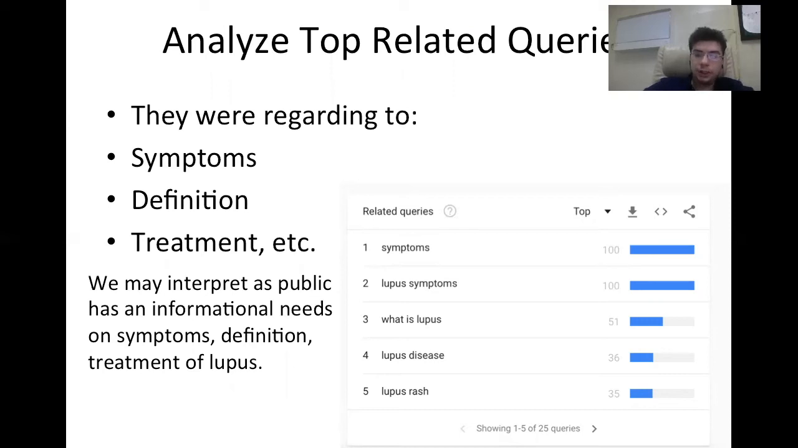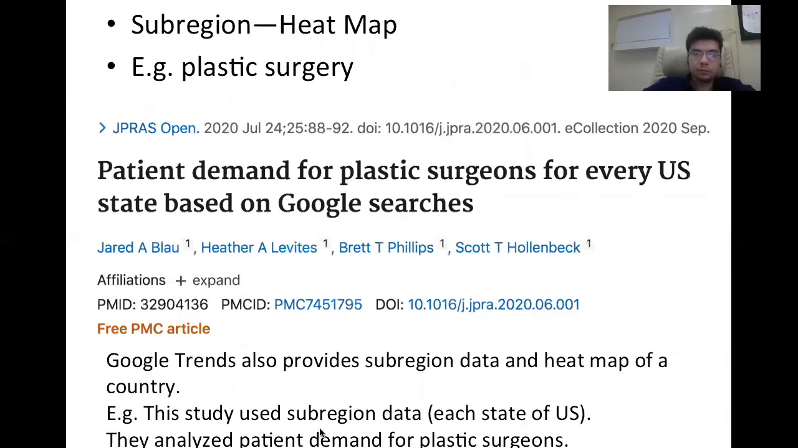By this data, what we can interpret is what information the public requires. Is it based on the symptoms, or do they need information on definition or the treatment of lupus? Another piece of information that Google Trends can provide is the sub-regional data and heat map of a country. For example, this study, where they analyzed the patient demand for plastic surgeons in each state of the United States.